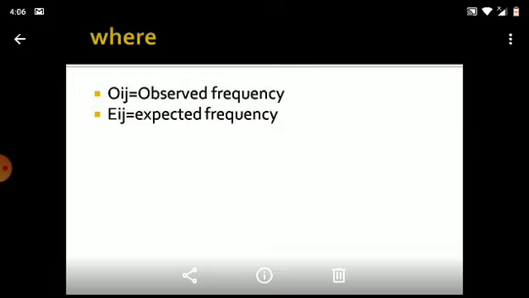Observed frequency is the one which you get in your table or in your question. Expected frequency is calculated by considering the two attributes independent, that is (AB) is equal to (A) times (B) over N.